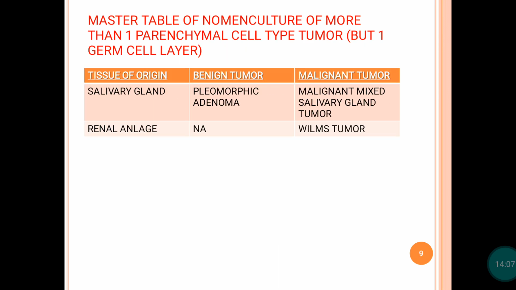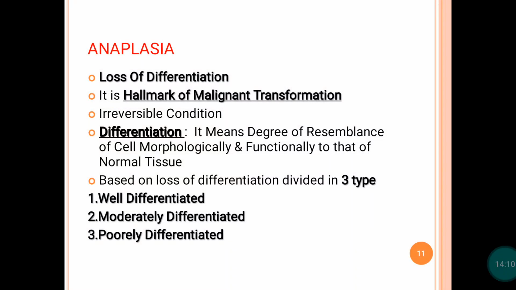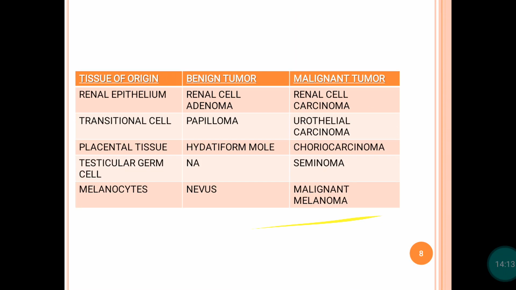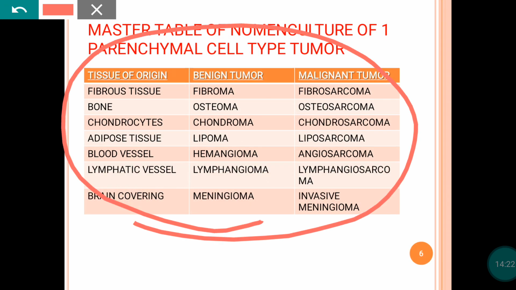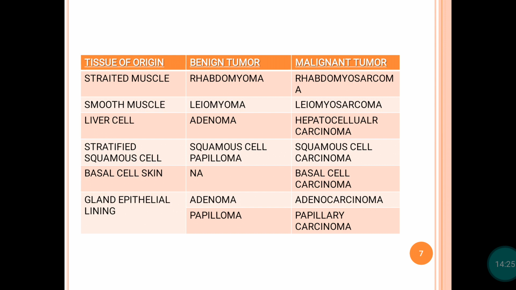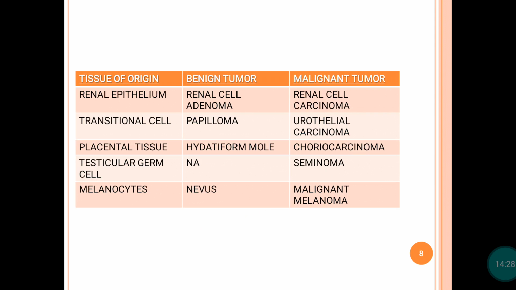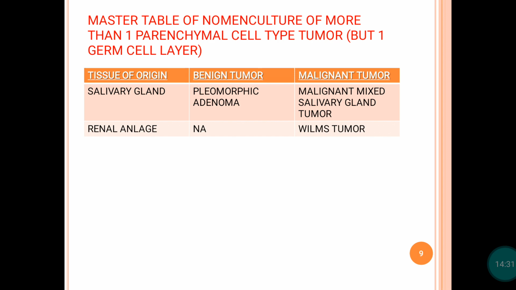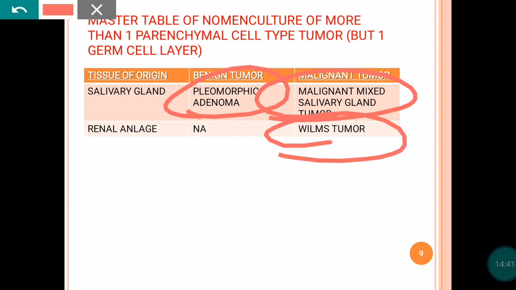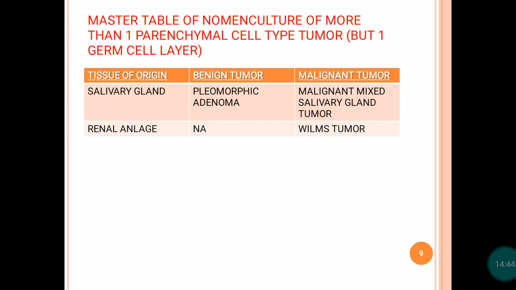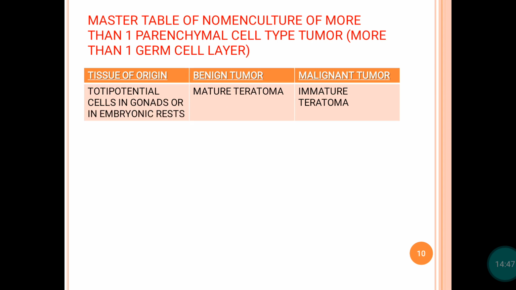So that is the basics regarding the nomenclature. Hope you can clearly understand the master table, how nomenclature of the tumors is done. These are all examples of only one parenchymal cell type. Clear? The tumor cell type is of only one type. If you are having more than one parenchymal cell type of tumor, then there are two examples: pleomorphic adenoma and malignant mixed salivary gland tumor, and the Wilms tumor. These are examples of more than one parenchymal cell type, but the germ cell layer is one. If you are having more than one germ cell layer, then it's the teratoma.